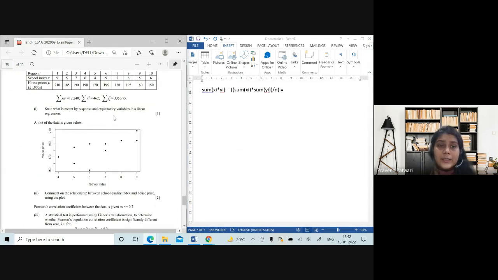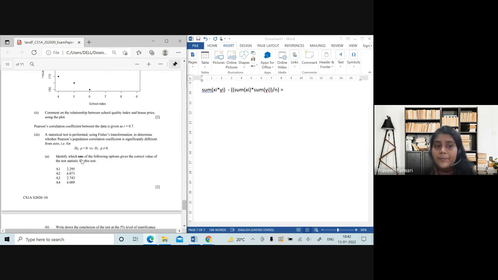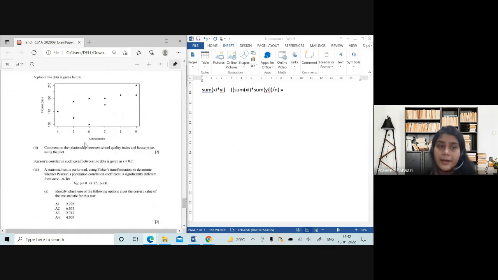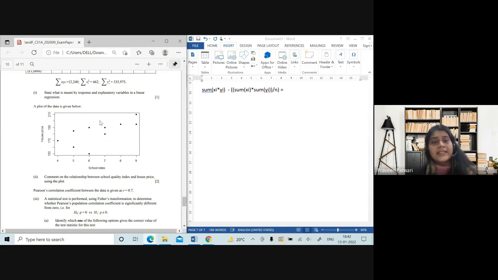State what is meant by response and explanatory variables, completely theoretical. Comment on the relationship. As I had said, making a graph is hardly expected in online exams. Probably you will not be asked to make any graph. However, interpretation of graphs is equally important, because now that they will not give you to make it, they will give you more and more interpretation of graphs.